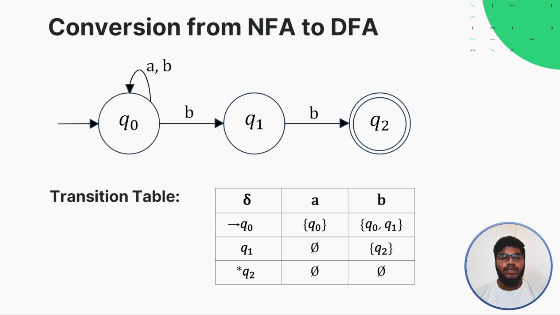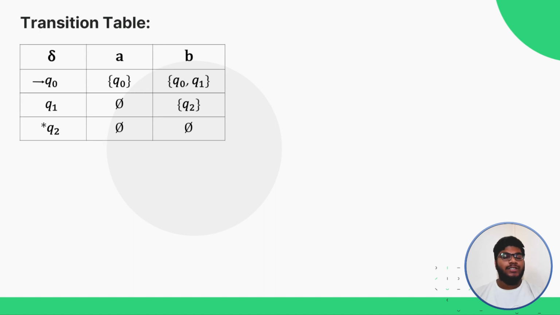Now let us discuss each and every state. Before considering each and every state, we're gonna consider the transition table which we have taken from the previous diagram. So this is the transition table which we have constructed from the previous diagram. Now let us discuss each and every state from the following steps.